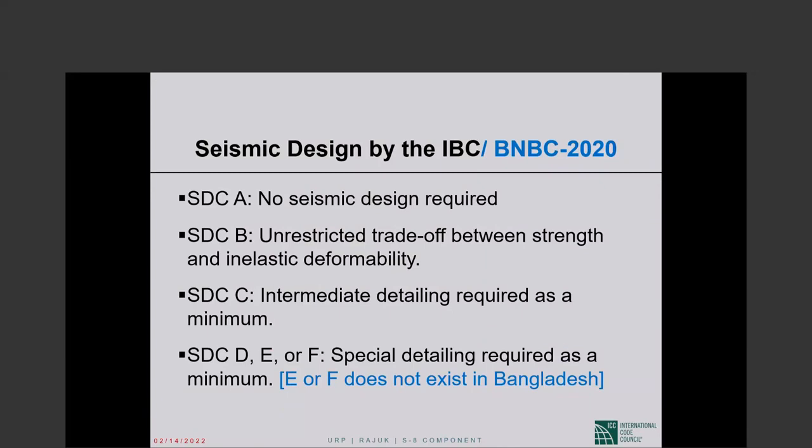Design category B: unrestricted trade-off between strength and inelastic deformability, unrestricted. Design category C: trade-off is not unrestricted anymore. Intermediate detailing is required as a minimum. And if your design category is D, then it is not unrestricted at all. You have to provide special detailing as the minimum level of detailing.